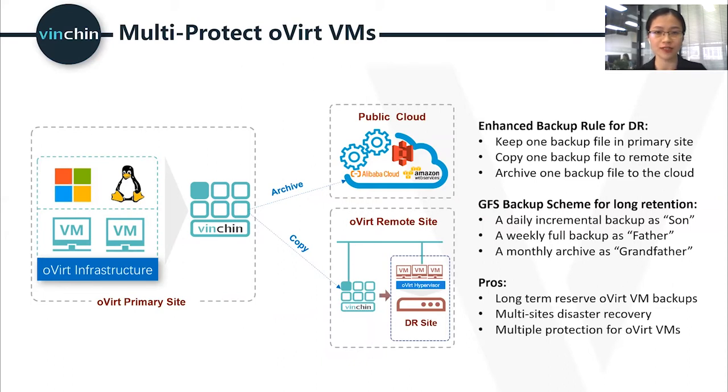from the remote oVirt site. And you can also archive the backup file to public cloud for long-term retention with the GFS backup scheme by creating 3 scheduled and mixed backup jobs: 1 daily incremental backup as son and a weekly full backup as father. Then create a monthly archive job for the same VMs. A new full backup, which is grandfather, will be merged monthly and archived to the cloud storage. Now we support archiving to AWS S3 and Alibaba Cloud. In the near future, more clouds will be supported as well.